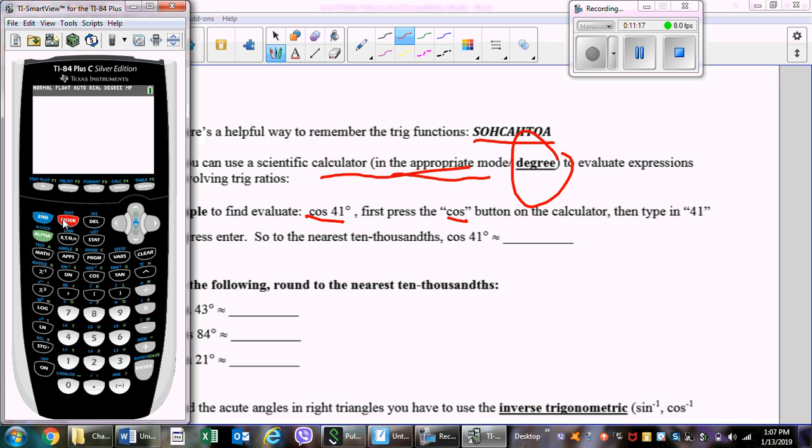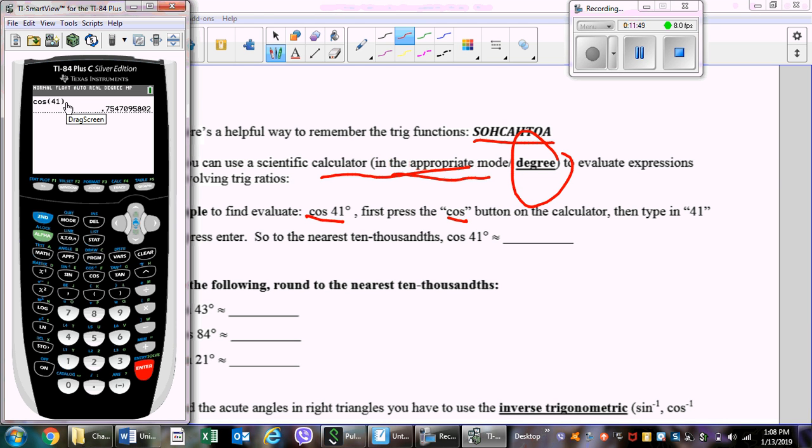Once we get it into degree form, I want to know what is cos 41. When you press cos, you type 41. Okay, cos 41, you press enter, and it gives you 0.75475. One thing I want you to understand is cos of the degree, so you always write it as cos of 41.